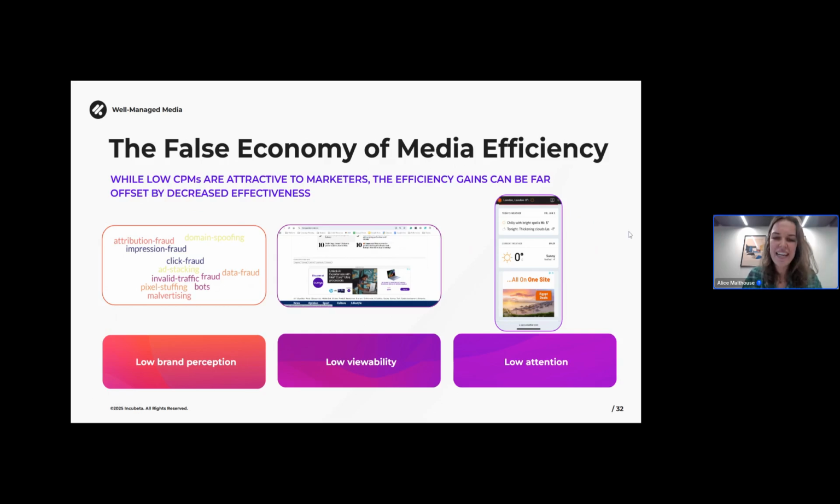And then finally, or linked to this, is low attention placements as well. We want to appear in locations which have high visibility and attention. So by optimizing towards these low CPMs, you're actually optimizing away from those effective metrics.